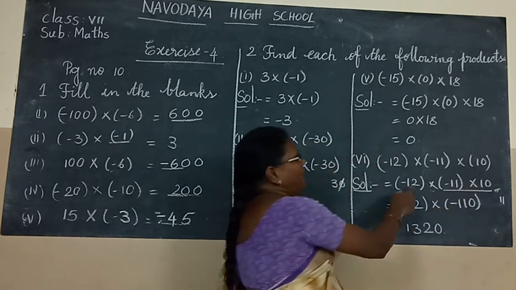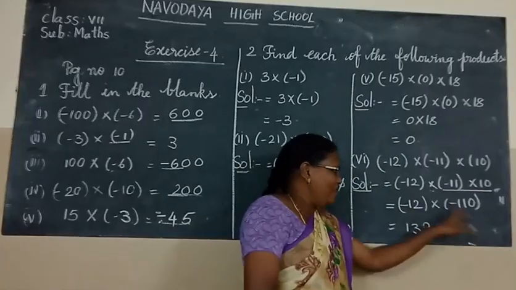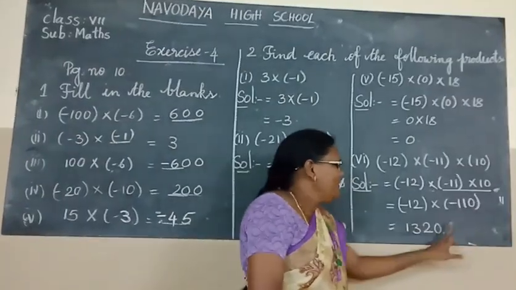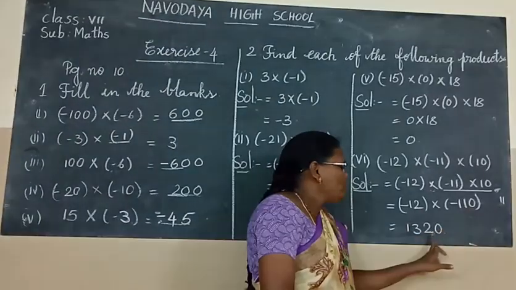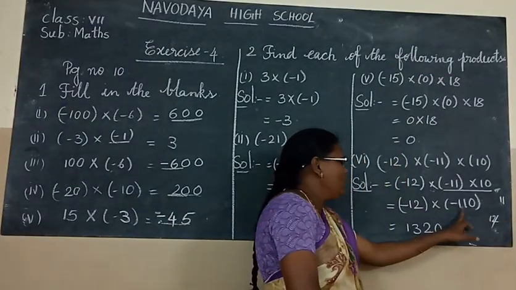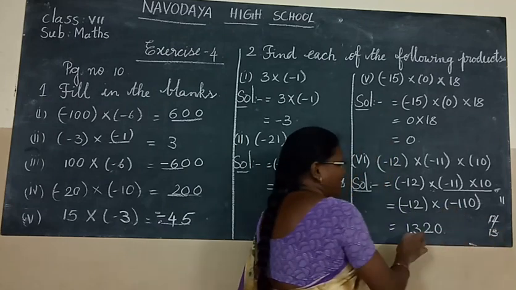Next, here again which number is there? Minus 12. Minus 12 into minus 110. 12 zeros are 0. 12 ones are 12. 12 ones are 12. Next, 12 ones are 12. 12 plus 1, 13.